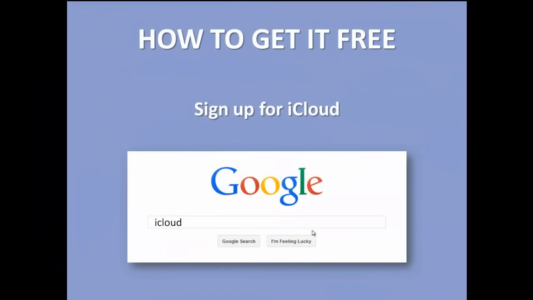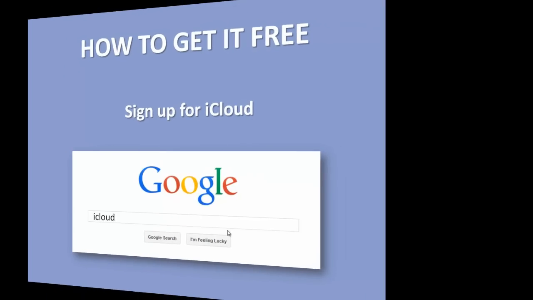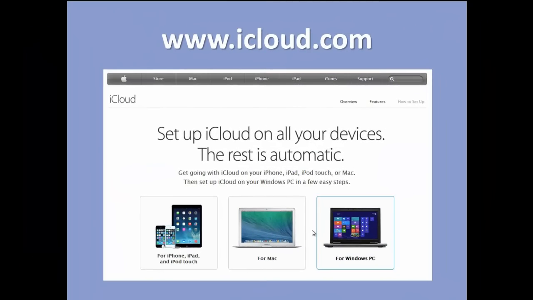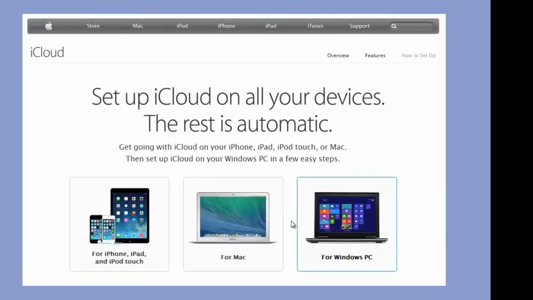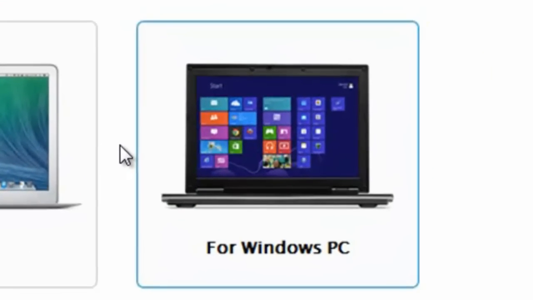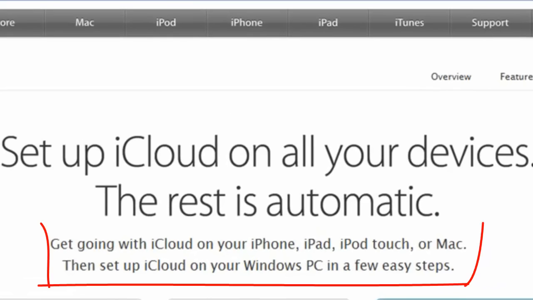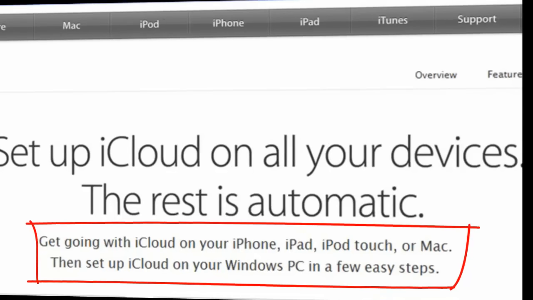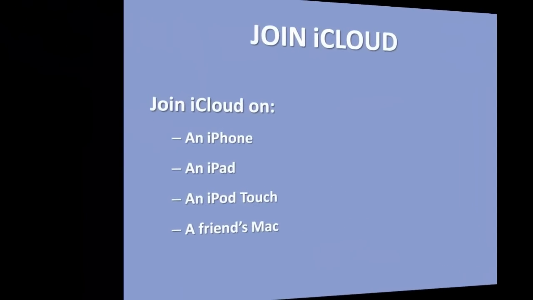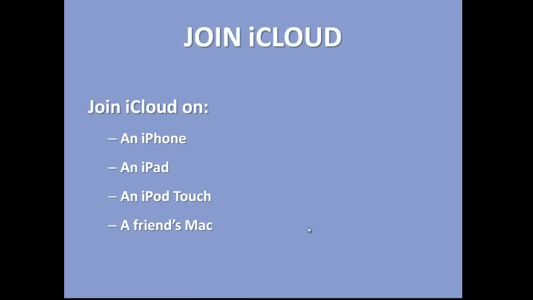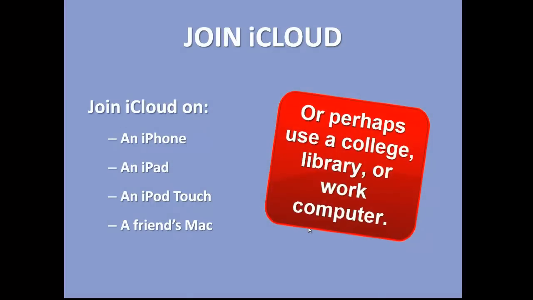So just search for iCloud in Google, which is iCloud.com, and you can see on the screen that it says it is available for Windows PC, providing that you've got started with it on a Mac device of some sort first. You may have an iPhone or an iPad or even an iPod Touch. If you don't, you could ask a willing friend if you could use their Mac and join on that. You could later change your password if you're worried about security.